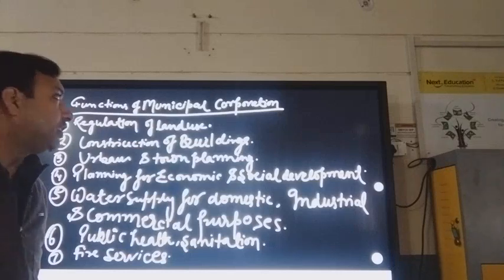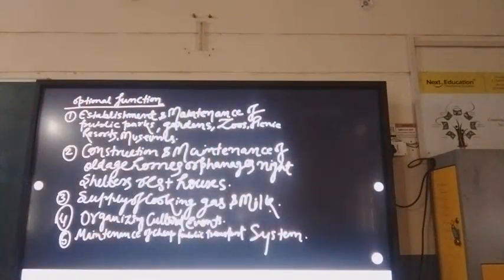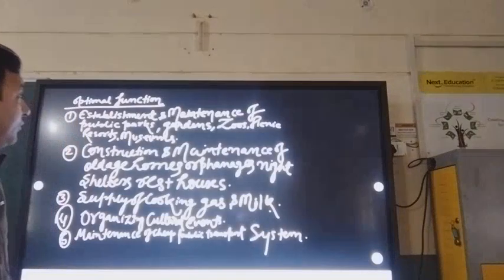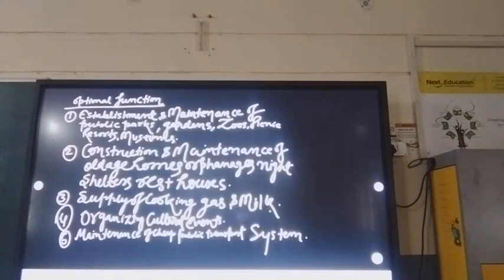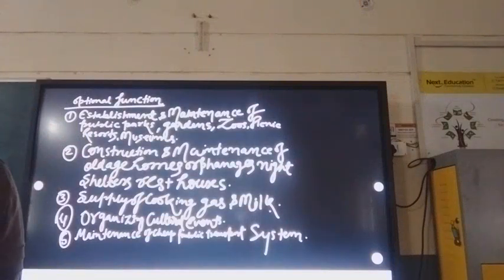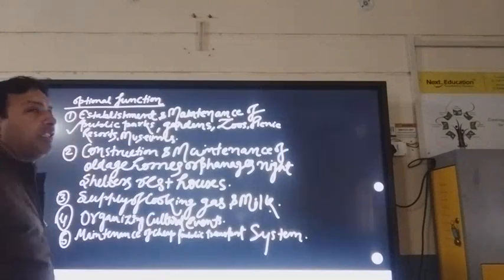So see the optional functions. Optional functions I have already discussed with you, regarding the establishment and maintenance of public parks, gardens, zoos, picnic resorts and what? Museums also. See the first optional function, public housing through housing boards. Construction and maintenance of public parks, libraries, museums, theaters, picnic resorts also. This is the first optional function.